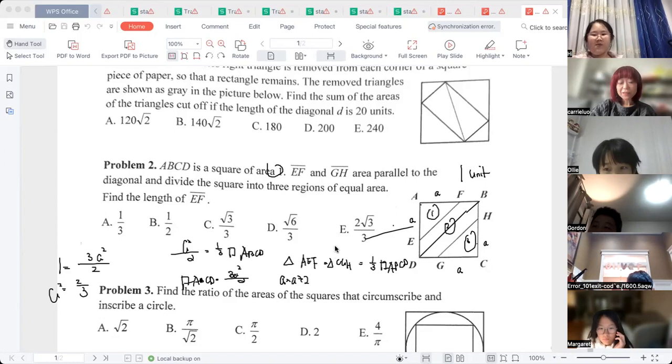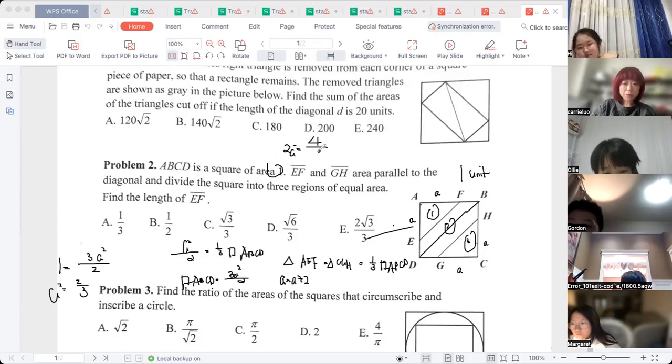Okay, got it. Understand, everybody? So we need 2a squared. Since a squared equals 2/3, 2a squared equals 4/3, correct, everybody?